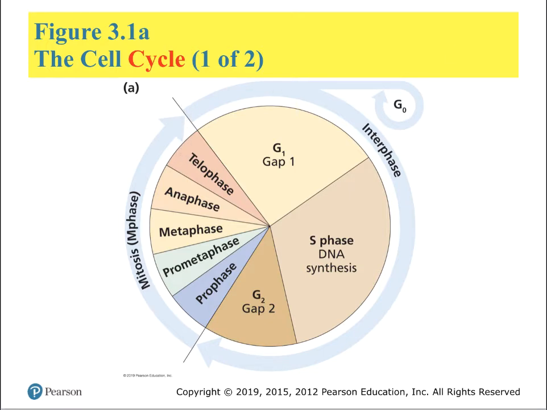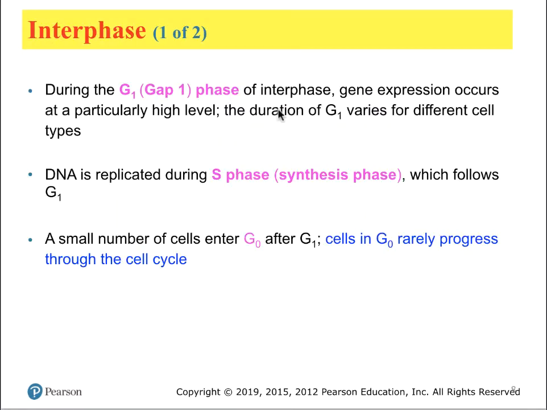Students are warned to keep a tag on all the different keywords that are being used. Many of them sound similar, but they have completely different meanings. The G0 phase is simply a reference to those cells which are not dividing. A little more detail behind each phase.